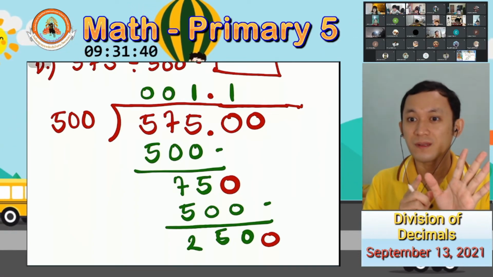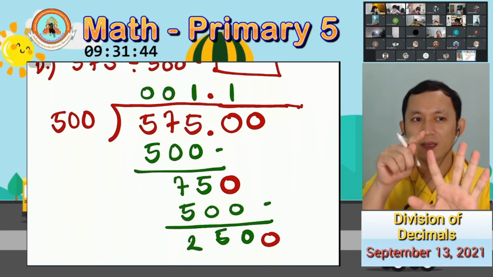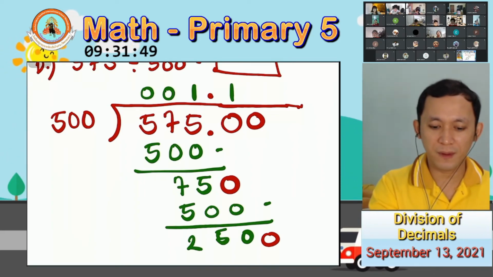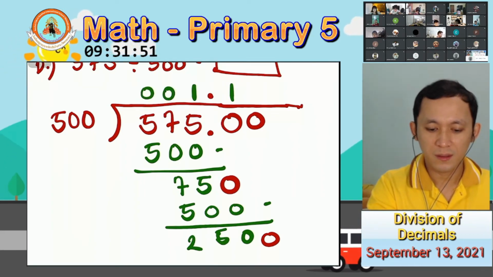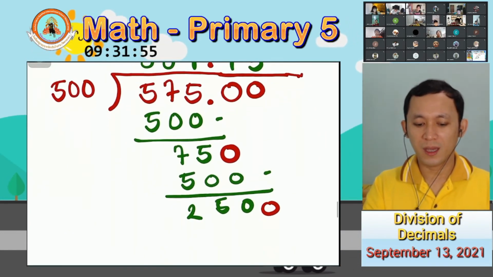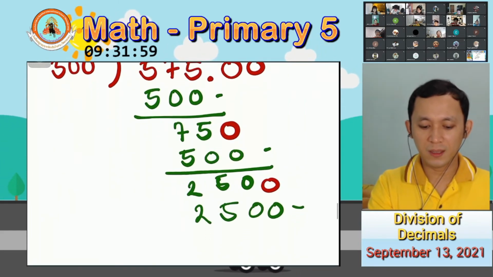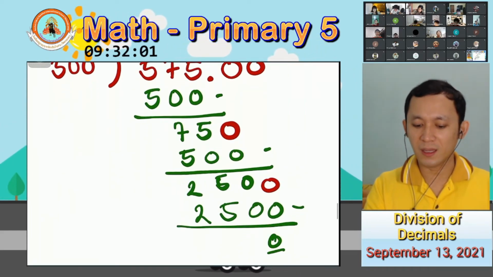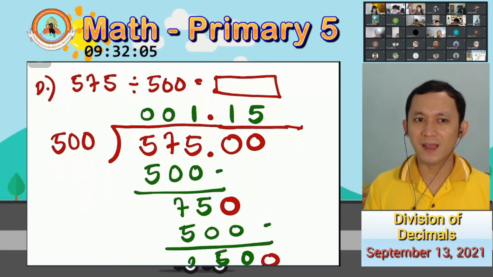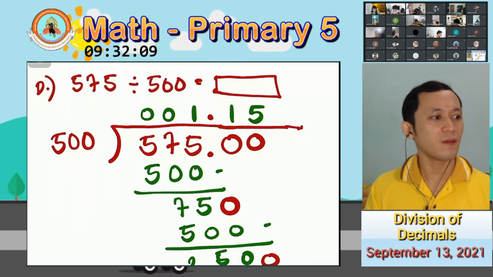We have? Yes, Atakon. Okay, so 5, 10, 15, 20, 25. So we have 5. 5 times 500, we have 2,500. Minus, so that is now 0. Oh my god. So what's the correct answer? We have 1.15. Oh, it's already time.